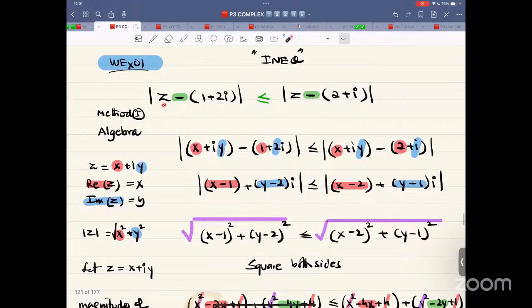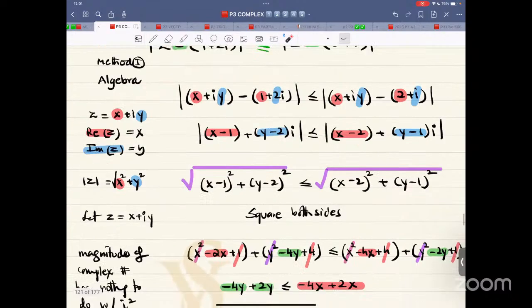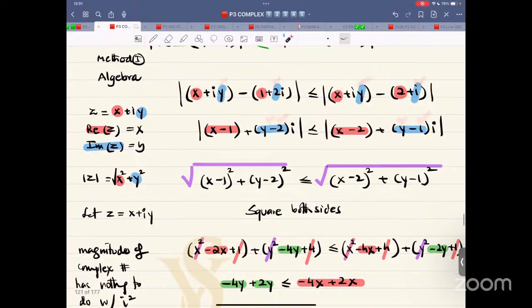So we would say |z minus 1 plus 2i| less than or equal to |z minus 2 plus i|. Method 1, this is using algebra. Let z is equal to x plus iy. Real part of z is x, imaginary part of z is y. Real, real, group them together. Imaginary, imaginary, group them together.